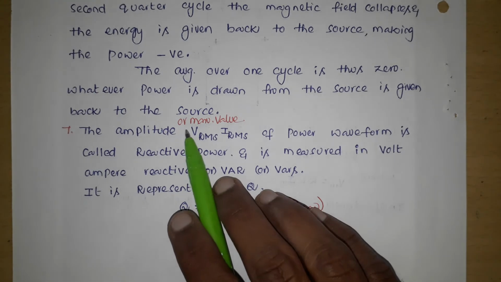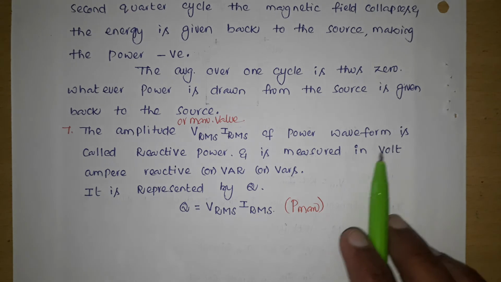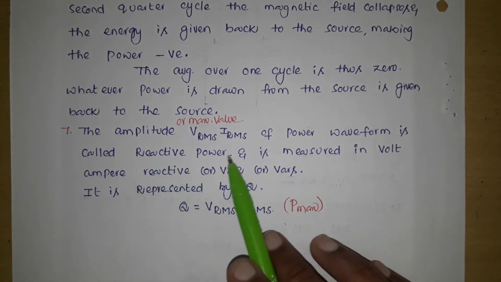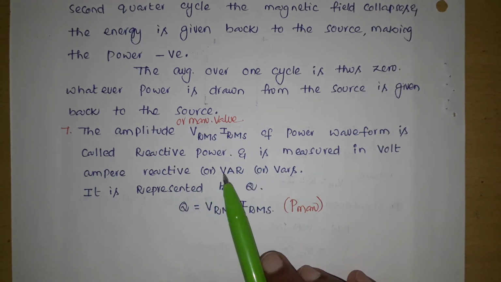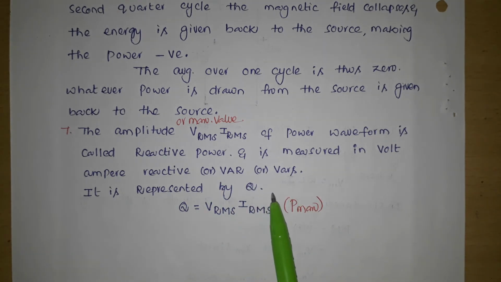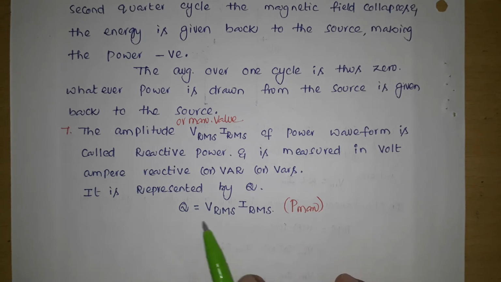The amplitude, or maximum value, Vrms Irms of the power waveform, is called reactive power. That maximum value is called reactive power and is measured in volt ampere reactive, or VAR, or VARS. It is represented by Q. So Q equals Vrms Irms, which is the maximum power of the power waveform. So the power taken by the inductor is the reactive power, denoted by Q. Q equals Vrms Irms.